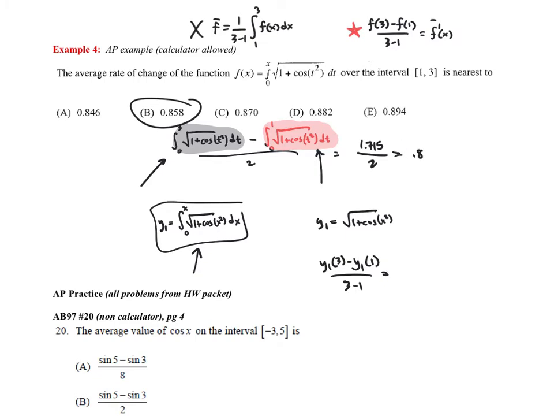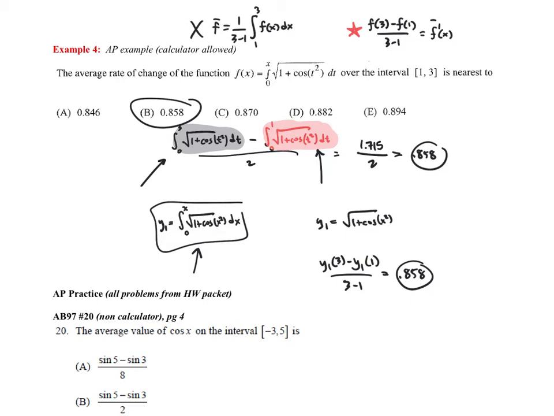You'd get 0.858. That was not well written. Let me try that again. 0.858. Okay, you get it in either case. Now there are just different ways you could go about it. The more you play with your calculator, the better you're going to be at this stuff. Okay, so that's the average rate of change. It's still an average value. It's just the average value of the derivative.